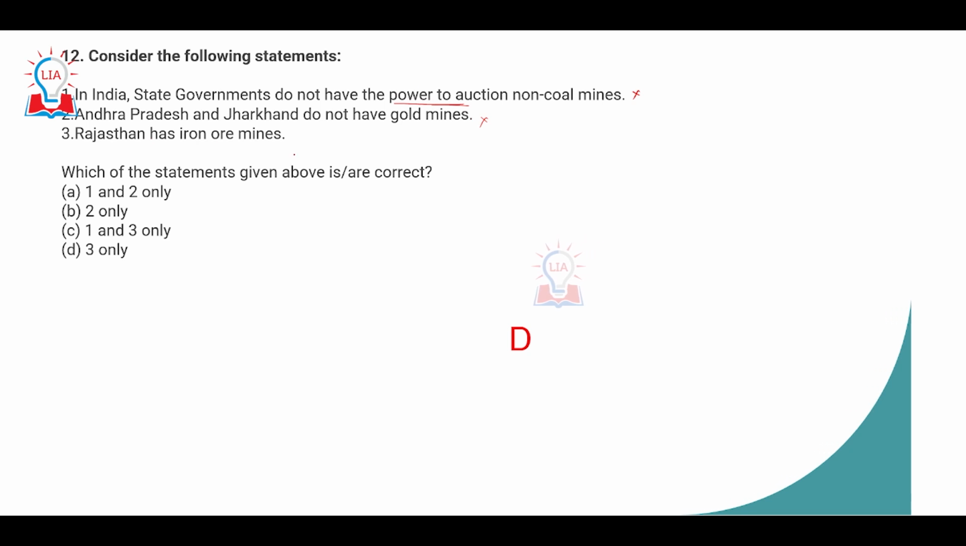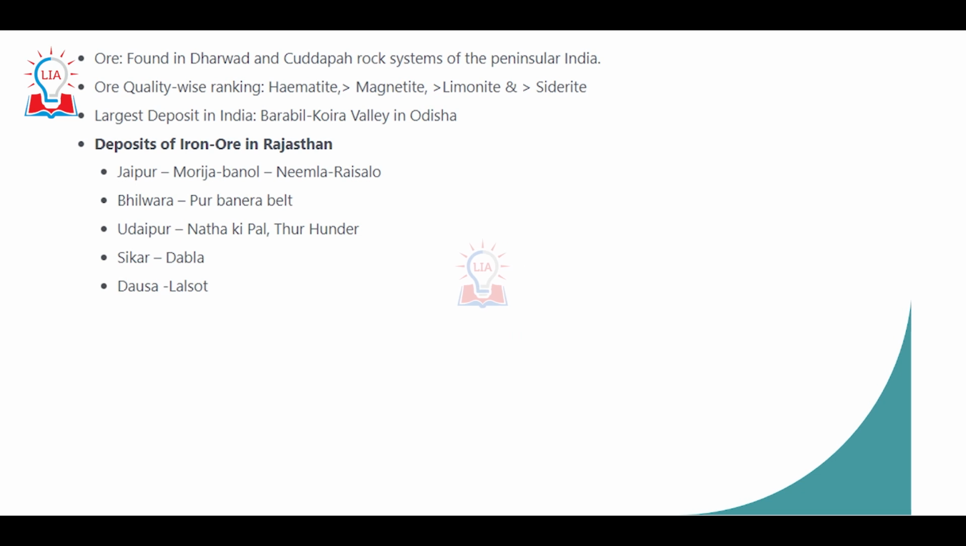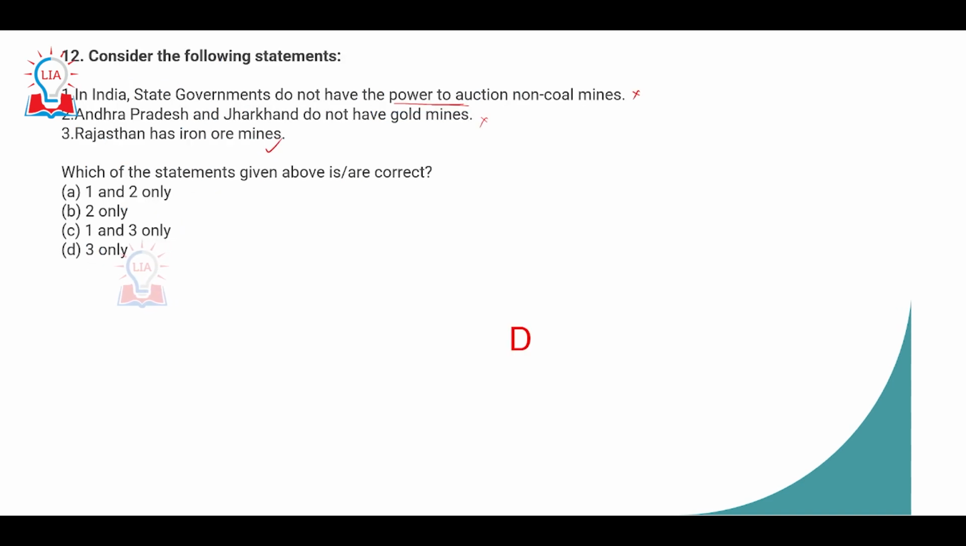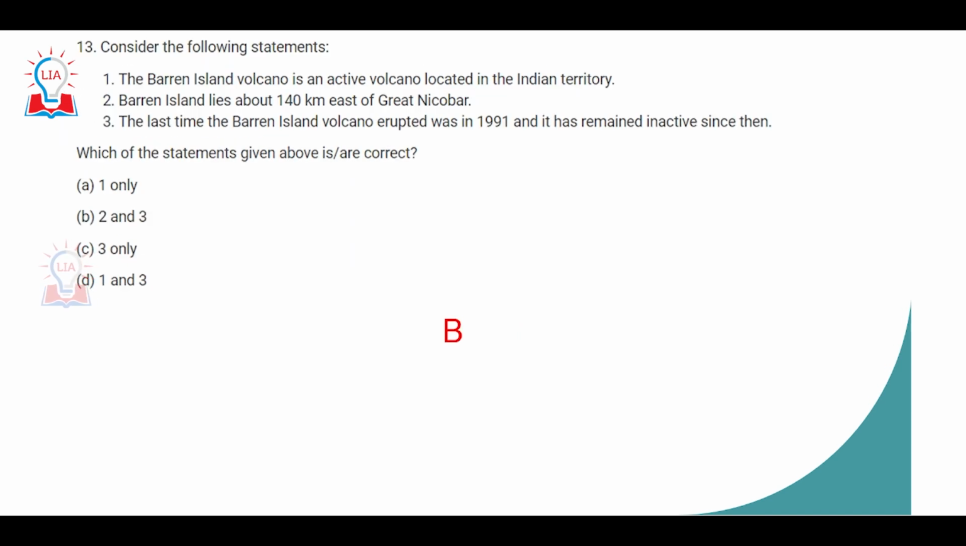The third statement is that Rajasthan has iron ore mines. This is a correct statement, because if you look at the distribution of iron ore in India, it is found in the Dharwar and Cuddapah rock systems. And if you look at iron ore in Rajasthan, the Jaipur, Bhilwara, Udaipur, Sikar, and Dausa districts are the five districts where you can find deposits of iron ore. So obviously the correct option will be D, that is, the third one.